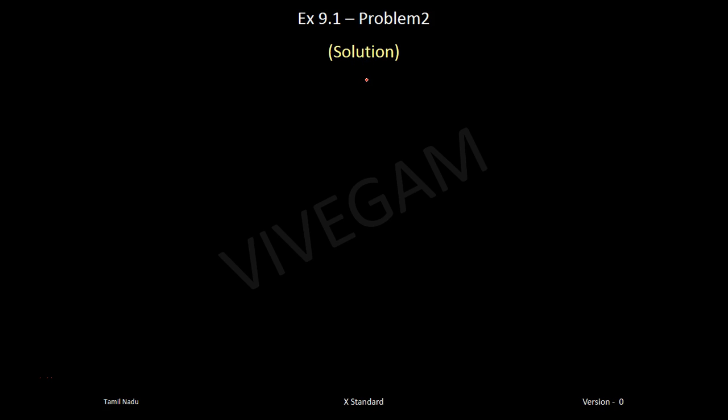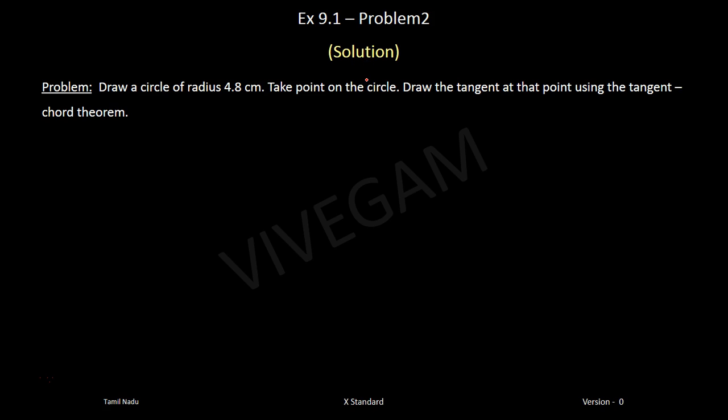Exercise 9.1 Problem 2 Solution. Draw a circle of radius 4.8 cm. Take a point on the circle. Draw the tangent at that point using the tangent chord theorem.